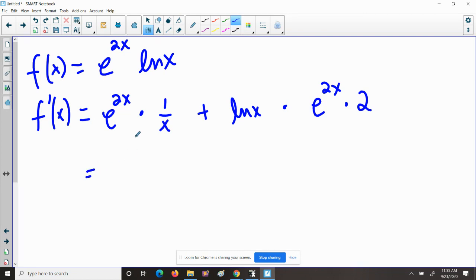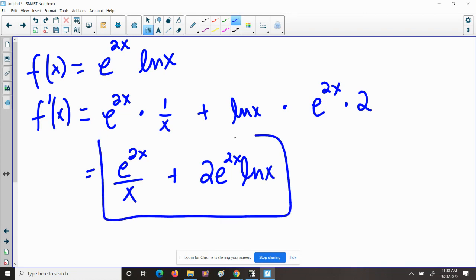So let's just rewrite this. We would have e to the 2x over x plus 2e to the 2x times natural log of x. I wouldn't try to simplify down any more than that. Even if you factor out something, you're still going to have a 1 over x, so I wouldn't worry about that. I would leave this answer as is.